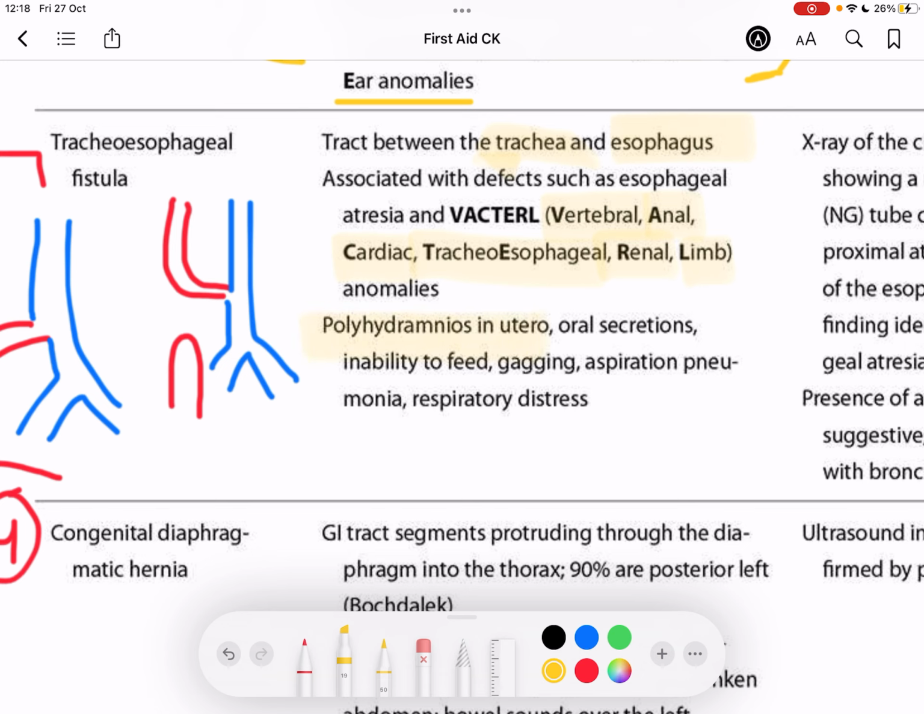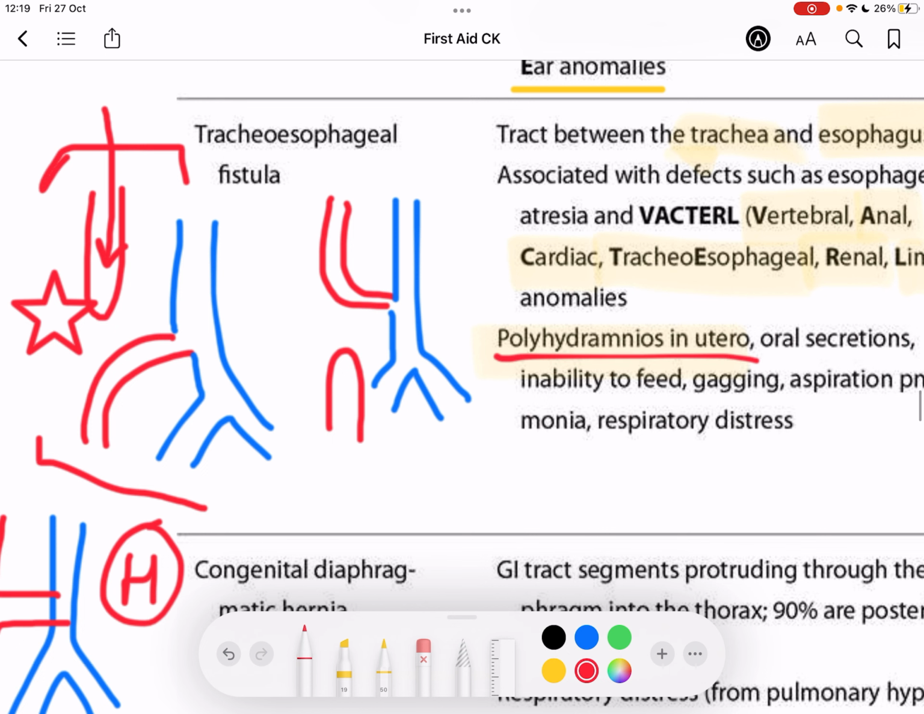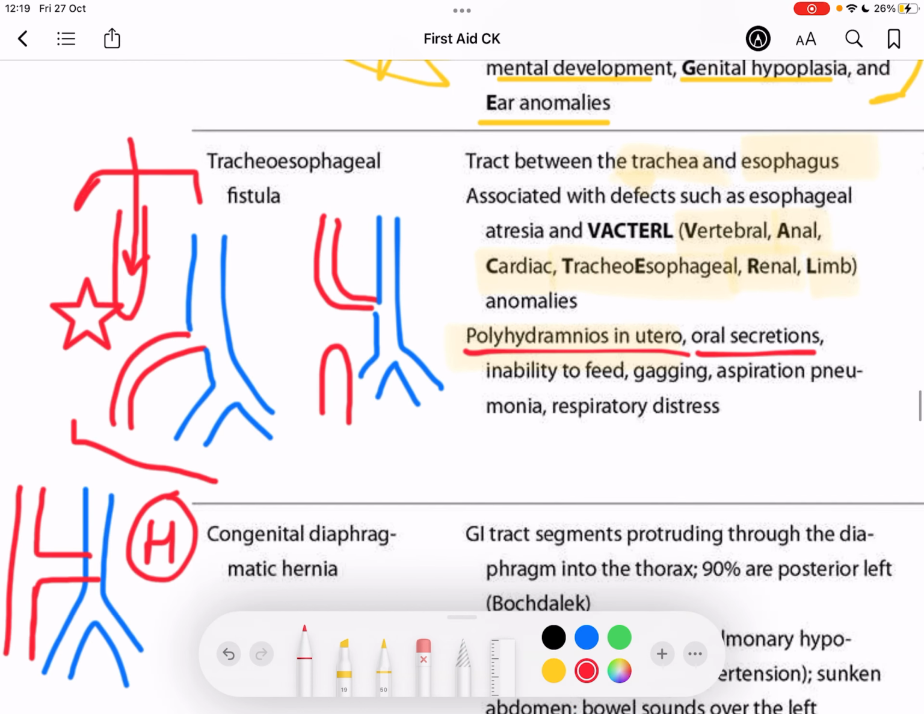Why polyhydramnios in utero? Because polyhydramnios is, in this case, due to an inability of the fetus to take in the amniotic fluid. Remember, the main way that we decrease amniotic fluid is by the fetus essentially swallowing it. So if the patient isn't able to swallow amniotic fluid because there's literally an atresia of the esophagus, that's going to cause polyhydramnios. Increased oral secretions, again for the same reason. Inability to feed. Why? Because we have a proximal atresia of the esophagus. Gagging, and an aspiration pneumonia as well.